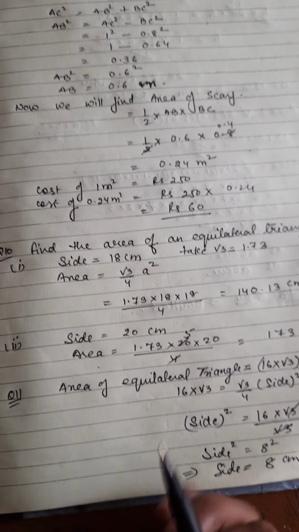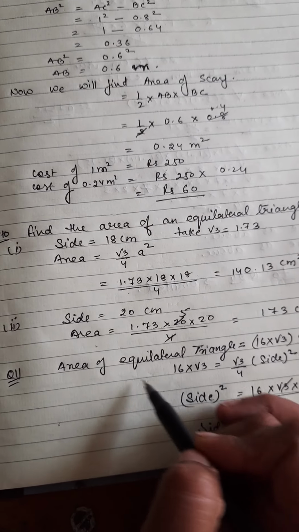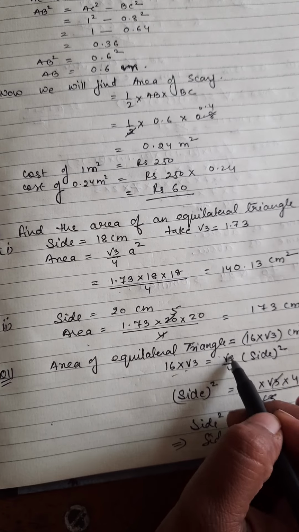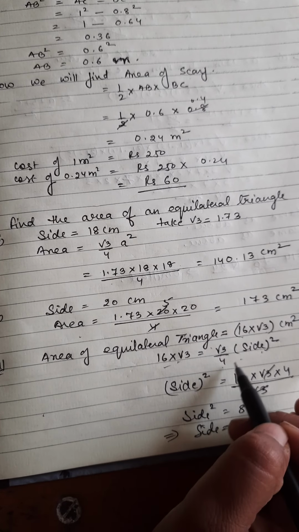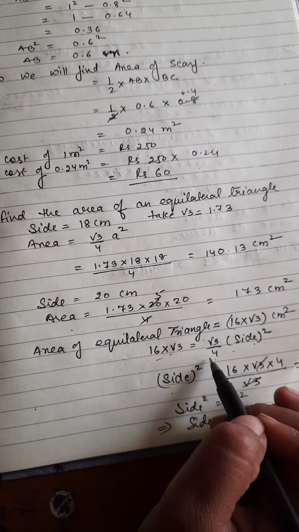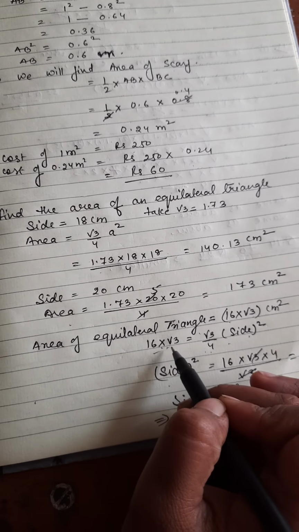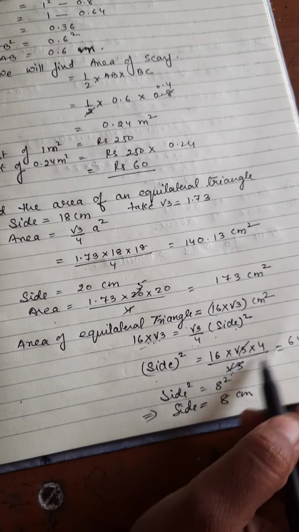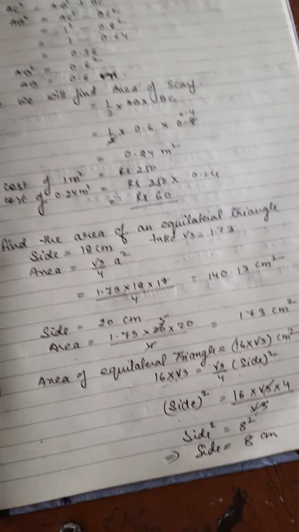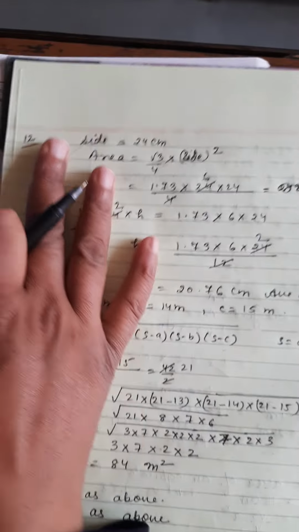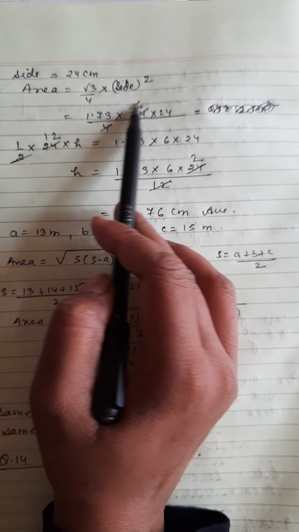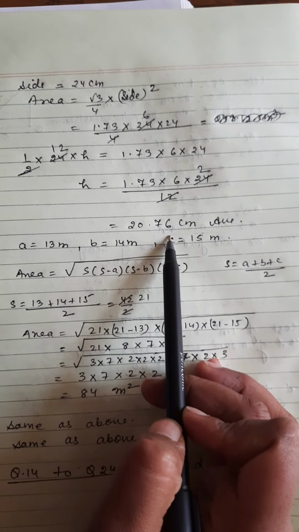Then again, in question number 11 also we have the area of an equilateral triangle given as 16 root 3 centimeter square. So 16 root 3 is equal to root 3 by 4 side square. So what is the value of side square? 4 comes up in the numerator. So 16 into 4 by root 3 times root 3, and root 3 will be eliminated. So 16 into 4 is 64, and side is equal to 8 centimeter. Similarly, in question number 12 also we can do it like this only. Side is equal to 24 centimeter and this is like 20.76.